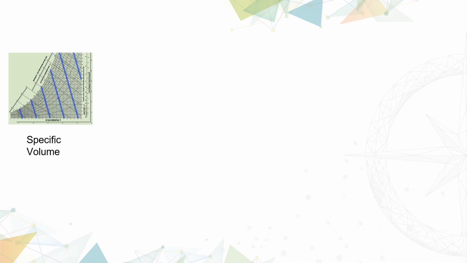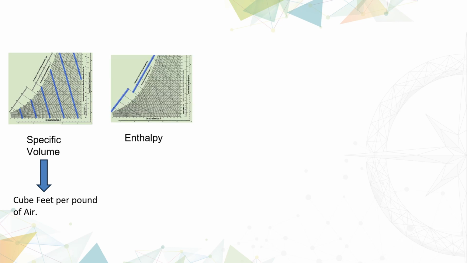Then you'll also get to know the specific volume of the air. It is expressed in cubic feet per pound. That means how much space 1 pound of air takes. So that's why it is very important to know the specific volume. It is the volume occupied by a unit mass of dry air, usually expressed in cubic meters per kilogram or cubic feet per pound. Then also you will get to know enthalpy.